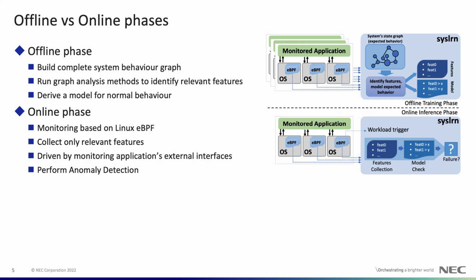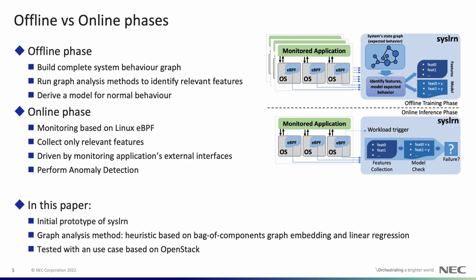During the online phase, the monitoring is driven by the application's external interfaces. The anomaly detection is periodically performed to detect a failure or an abnormal behavior. In this paper, we present a preliminary prototype of syslrn. We support a single graph analysis method, which consists of a heuristic based on a bag of components graph embedding and a set of linear regression algorithms. We tested our prototype with a use case based on OpenStack. While we plan to enrich our approach with several other techniques, these simple methods are already sufficient to provide compelling performance in this use case.